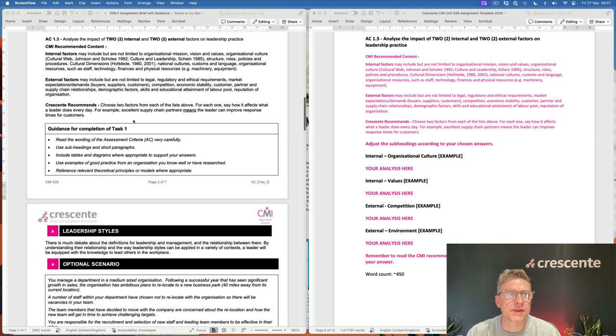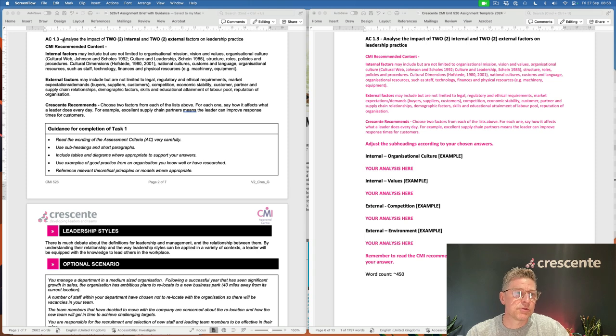AC 1.3 says analyse the impact of 2 internal and 2 external factors on leadership practice. There's quite a lot to write about here. You've got a word count of 450 words, so you're going to be writing 100 words for each. So you're probably only going to be making 4 or 5 sentences, 4 or 5 points for each.